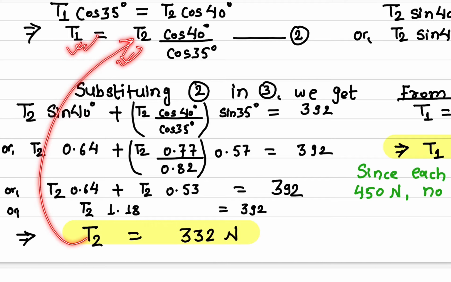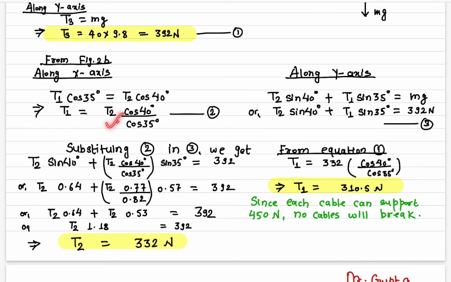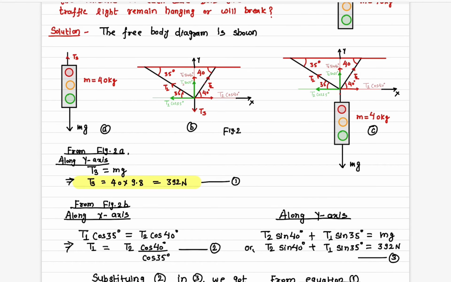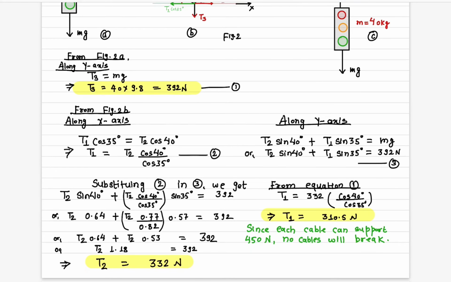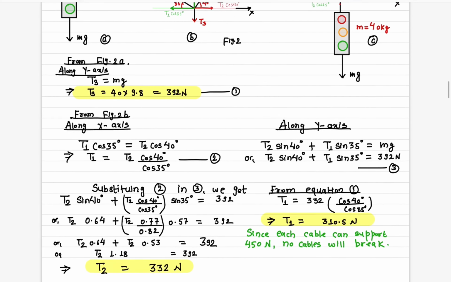Now if I plug this T2 into this equation, we can solve for T1: plugging this value in here, 332 cosine 40 degrees over cosine 35 degrees. If you solve it, you'll get 310.5 Newton. And this makes sense too, because this angle is a steeper angle, so you can imagine this has to have a little more tension acting on it than T1, and that's what we got here.